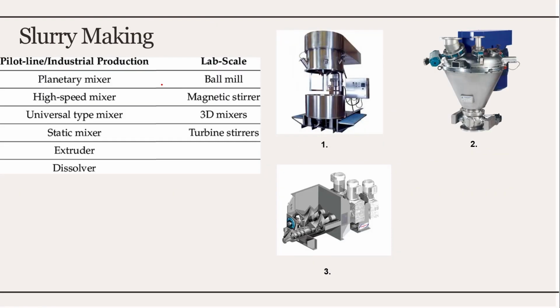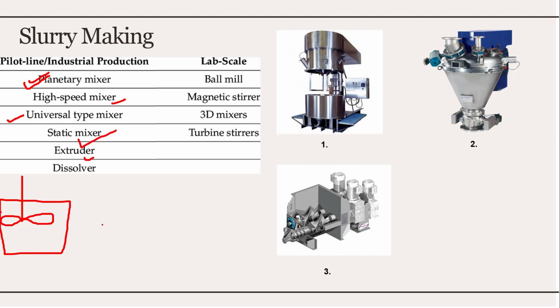Now we jump to the next topic. During the mixing process, we have certain kinds of mixers that we have to use. Mixers are like the planetary mixer. This mixer is used for lithium ion cell manufacturing or slurry making. A high speed mixer is a kind of this mixer, but we are not using any high speed mixer in this. And the universal type mixer is where we have an agitator inside the vessel and we directly mix it. So this is a kind of universal type vessel. A static mixer we are not using here.